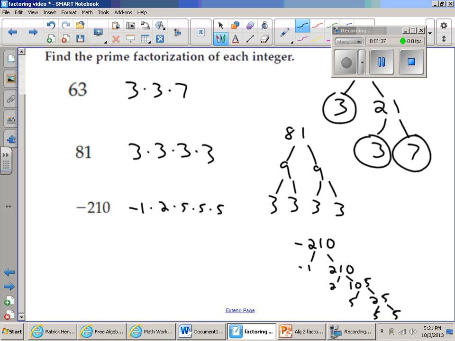And if I want to check, I can always take these numbers and multiply them. 3 times 3 times 7, does it equal 63? If it does, I'm correct. If it doesn't, then I've done something incorrect. 3 times 3 times 3 times 3, does it equal 81? Negative 1 times 2 times 5 times 5 times 5, does it equal negative 210?